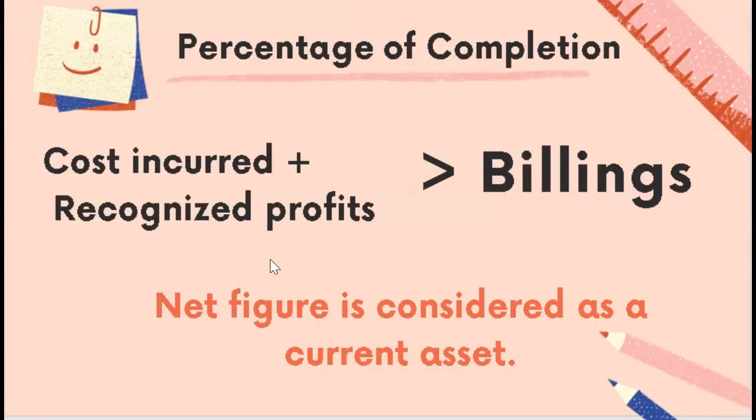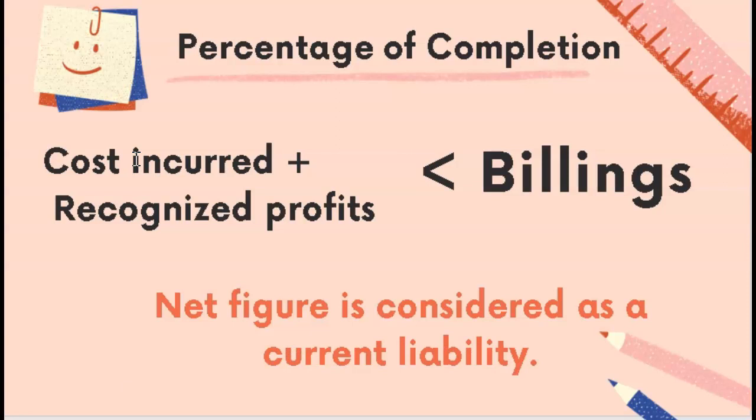So here, if cost incurred plus recognized profits exceed the related billings on a contract, this net figure is considered as a current asset. This treatment shows that the contractor has not fully billed the customer for work performed to date and has a claim against the customer for that portion of work completed but not yet billed.